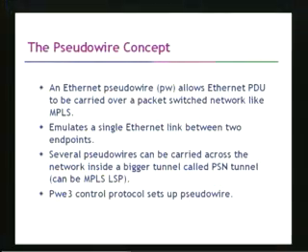There is this pseudo wire concept. An Ethernet pseudo wire allows Ethernet PDUs to be carried over packet switched networks like MPLS, and it basically emulates a single Ethernet link between 2 points, and several pseudo wires can be carried across the network inside a bigger tunnel which can be called an MPLS label switch path. So a pseudo wire can emulate a single Ethernet link between 2 endpoints in a packet switched network.